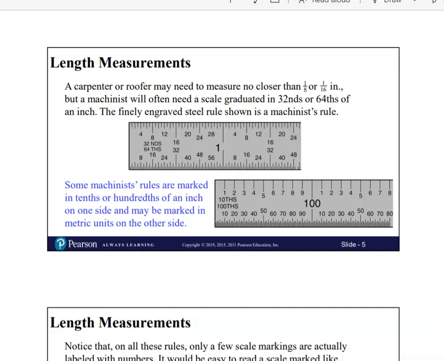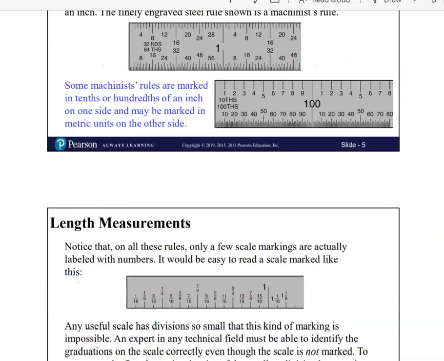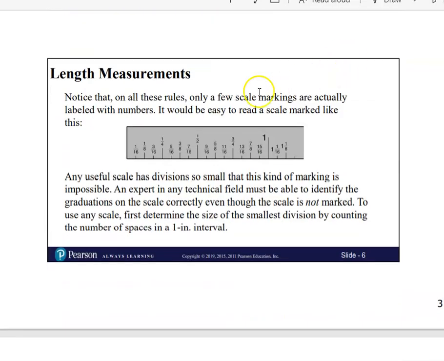The finely engraved steel rule shown is a machinist rule. On this, they've even got it down to the 32nds and 64ths of an inch, and here's their 1 inch mark. Some machinist rules are marked in tenths or hundredths of an inch on one side and may be marked in metric units on the other side, because they've got to be able to get things that are very, very precise. Notice that on all these rules, only a few scale markings are actually labeled with the numbers.